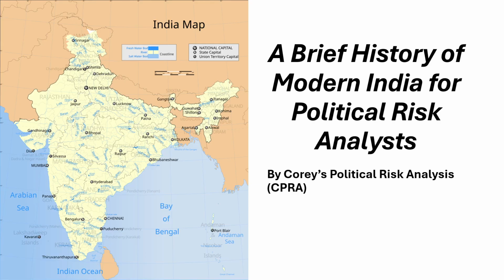Despite setbacks, internal divisions, and external threats, India has managed to sustain democratic governance and economic growth, as it stands on the cusp of becoming a global superpower. The India of 2025 reflects both the aspirations and contradictions of its rich, turbulent, and dynamic history.